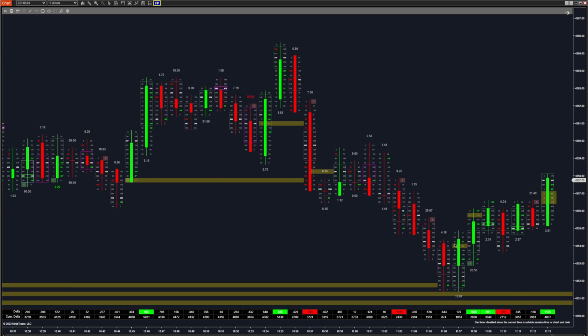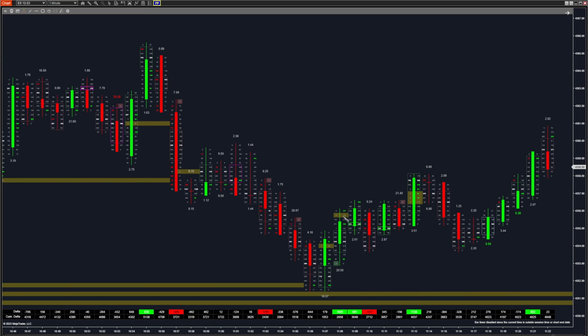I personally wouldn't take a long directly on this candle right here. What I would look to do is wait for the candle after, and you can see on this candle we got multiple buying imbalances, a value area gap, we got huge positive delta, we got the exhaustion print, and we got double thin prints.